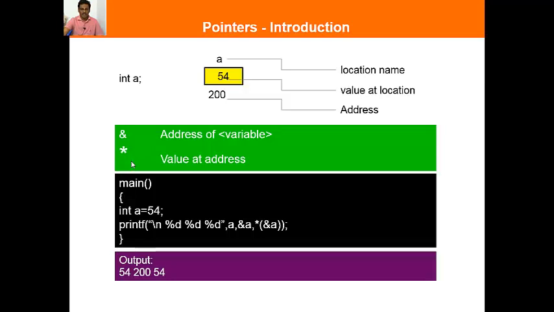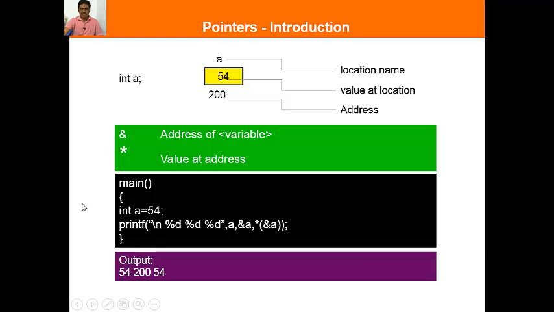So the star has different meanings. At the time of declaration, if we put a star before the variable, that variable is a pointer variable. At the time of accessing, that is assigning, printf, calculation, equation, these are accessing areas. At the time of accessing, the star has a different meaning. That is, value at address.